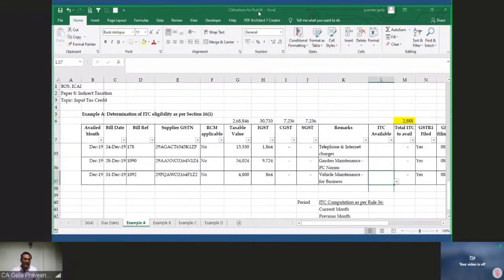Oh, good. Girija has completed. She has given 28055. Good, Girija. We'll have a check. Let us wait for at least another 3-4 answers and then we'll start.